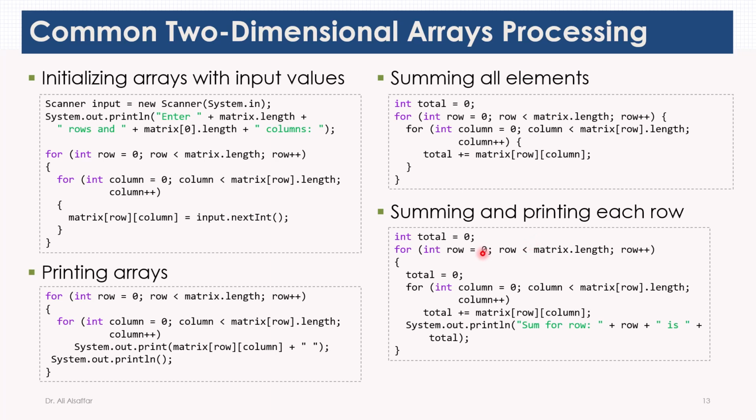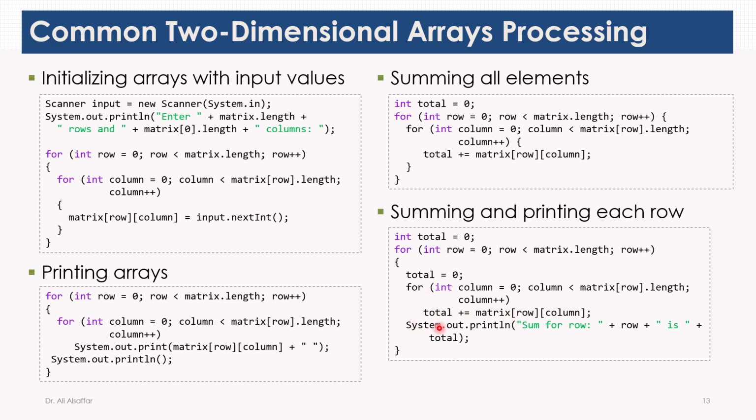Now what if we want to find and print the summation of each row? Then for each row, that means you have to process the array row by row. So the outer loop is for the number of rows, and the inner loop is for the number of columns. But notice that we have a total variable that is not only initialized before we enter the outer loop. We initialize it inside each iteration of the outer loop. So if we are in row 0, we initialize total to 0, and then we consider this row as a one-dimensional array. We go over the elements one by one, and we find the total.